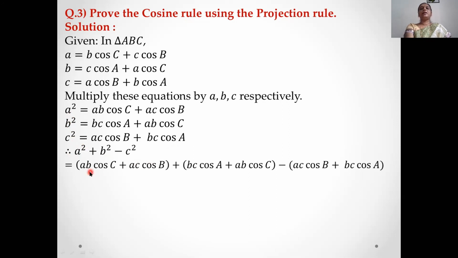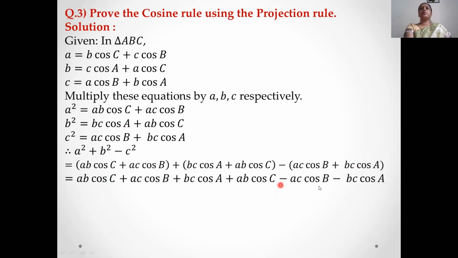Means addition of first and second equation, and you subtract third from these two. Okay, a² + b² − c². Now, to the right hand side, in the first bracket will be ab cos C + ac cos B. In the second bracket, bc cos A + ab cos C minus, in the third bracket, ac cos B + bc cos A. Means you are taking addition of first two and subtracting third from these two equations. Now open the bracket. After opening the brackets, we will get ab cos C + ac cos B + bc cos A + ab cos C − ac cos B − bc cos A.